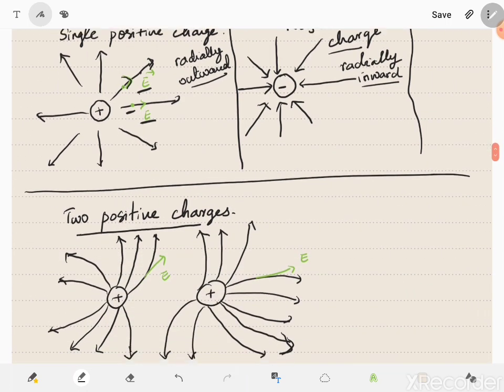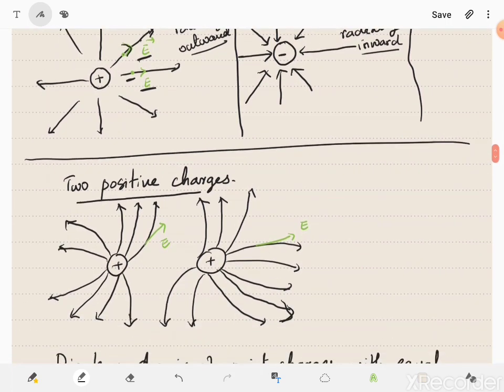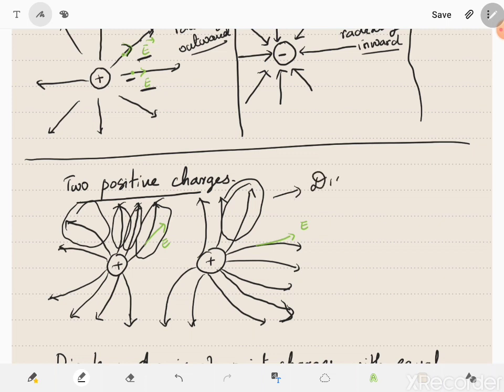Now, this is a case of two positive charges. You may wonder why these lines are curved in nature here. Some of these lines are curved in nature. These lines are curved because of the distortion or repulsion effect. These are distorted because of the repulsion effect due to the presence of one more charge, right? So as you can see here, the field lines are also pointing outwards.